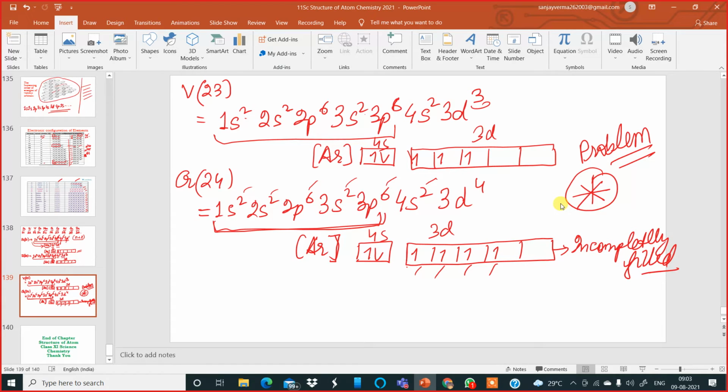Now keep in mind, incompletely filled orbitals are what? They are not stable. So here, a little bit of manipulation has to be done. Remember, incompletely filled orbitals are not stable, so they must be made stable. How? By making this subshell half filled. How to make it half filled? One of the electrons from the 4s orbital is transferred to the last empty orbital of the 3d subshell this way. That is the manipulation which has been done in the case of chromium.